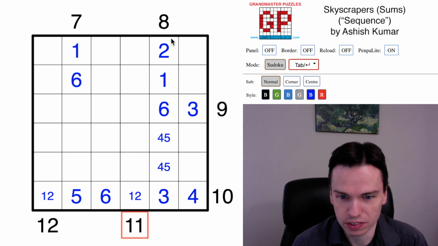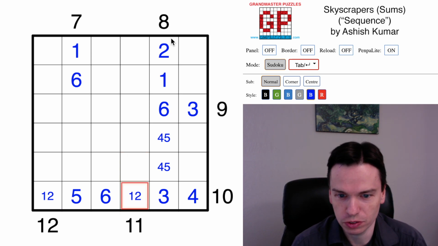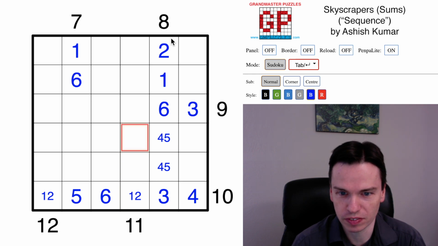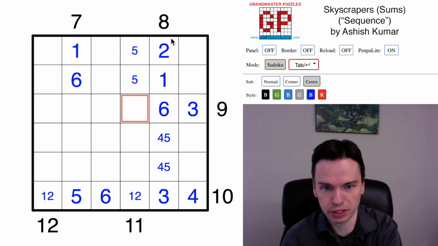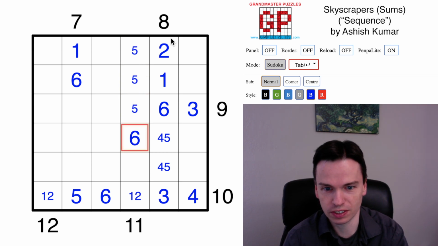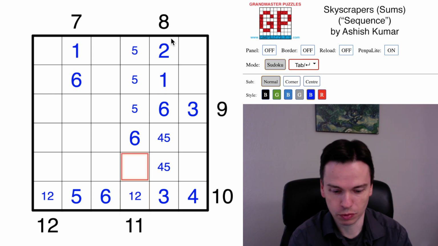Let's now think about this 11. So this 11 is seeing 1 or 2. Though if it's a 1, it then sees a 4. If it's a 2, it then sees a 3, but it's going to have a 6 and then hide a 5 somewhere behind it. So 5's got to be up here. So the only place for a 6 is here, recognizing it's going to see one more digit.